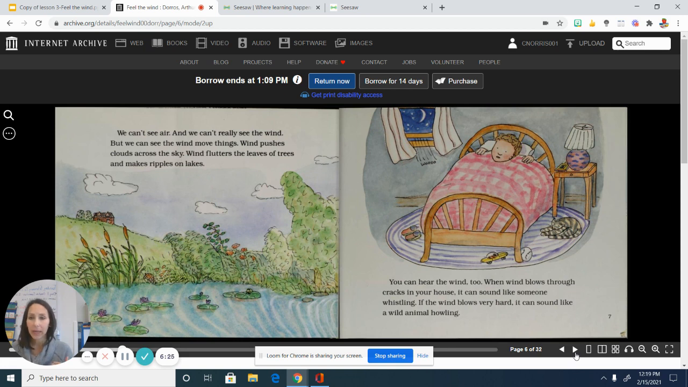Now, when we get to this page, it says that we can't see the air and the wind, but we can see it move other things. So I think that's another important detail. We can see it moving other things. And then lastly, on this page, it says you can hear the wind. So it's talking about how you can hear the wind. I think that's an important detail that I'm going to put into the box.